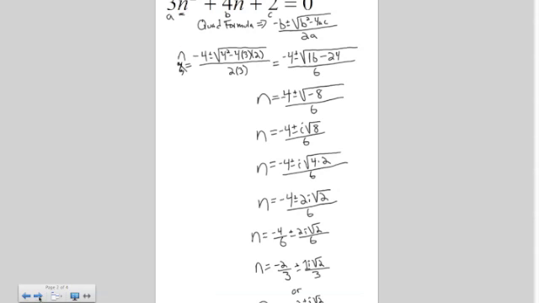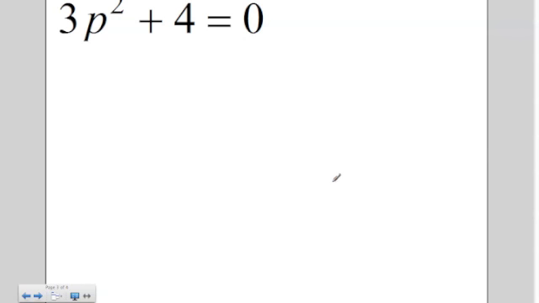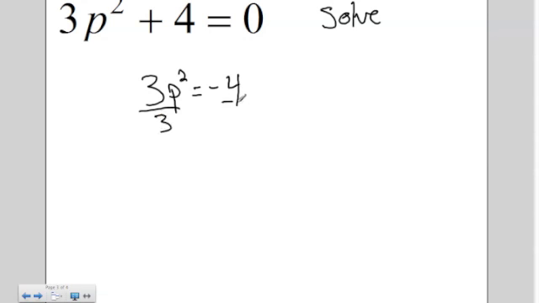Let's try one more. Here we want to solve. So I'm going to use the square root property. So I'm going to do 3p squared equals negative 4. The reason why I'm using the square root property is because there is no linear term. So I'm going to divide both sides by 3 and get p squared equals negative 4/3.